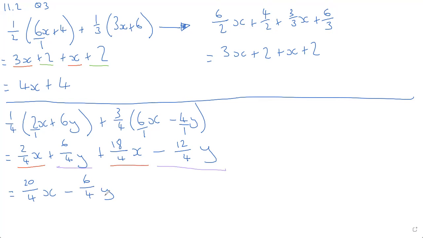Okay, so then I'm going to simplify these as much as I can. 20 divided by 4 is just 5. And then 6 over 4 is minus 3/2 of y. And I can't simplify that any further, so that is my solution.